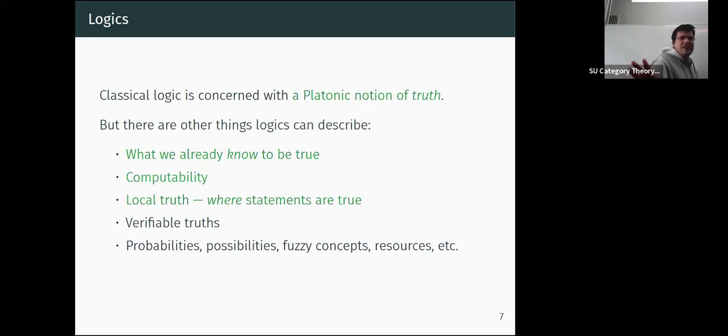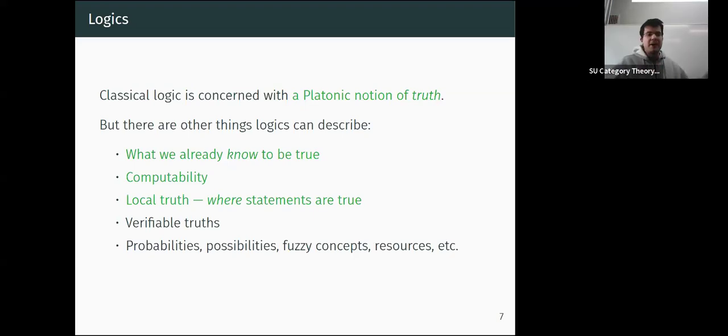Now, the ones that I've highlighted in green, these are the ones that we care about for constructive logic. So I've highlighted this Platonic notion of truth. This is because intuitionistic logic is a generalization of classical logic. So if we prove something constructively, it will also hold classically. So we do care about the usual Platonic notion of truth, but we also care about these other things. This first one, what we know to be true, I'm trying to gesture at this notion of intuitionism that the intuitionists cared about. They didn't want to say too much about the things that you haven't proved one way or the other yet.